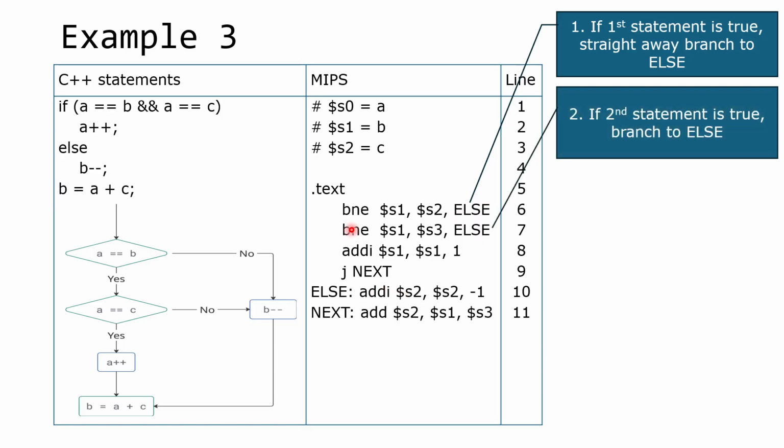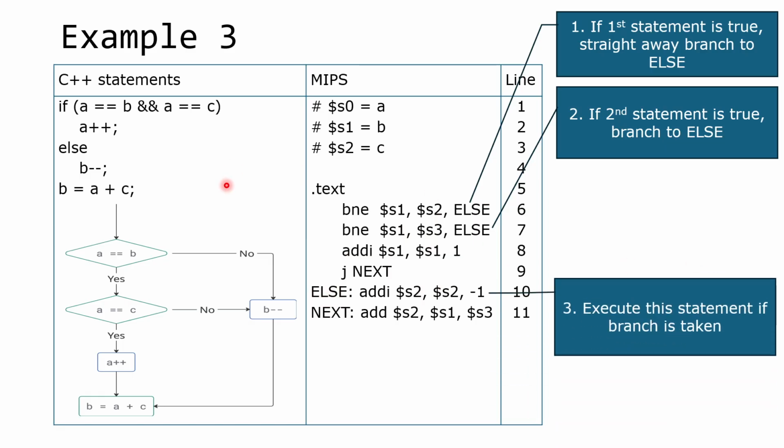Now next one, let's say S1 is equal to S2, means A is equal to B. Now they will need to test again if it's false, because, as I mentioned before, we use the opposite. So if it's false, we go to the else. So if the second statement is also true, means not equal, then we branch to else, right? Okay, so execute the statement if branch is taken, regardless from the first line 6 or the line 7.